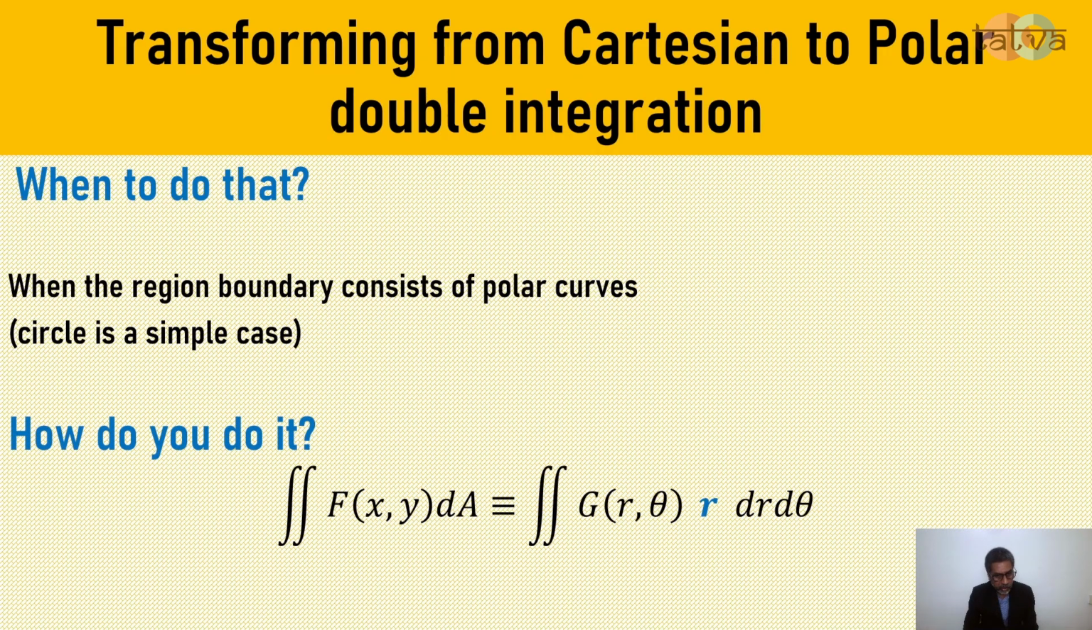And how do you do it? Suppose you are given a Cartesian double integral f of x y dA, and you find that this integration is difficult. Maybe because the region is not so convenient, or the function f of x y is also not that favorable to integrate. So under certain conditions, you convert the Cartesian double integral into a polar double integral. So f of xy will change to g of r theta because r and theta are the polar variables. And you know that dA has gone, and in its place r dr d theta has come. This r, if you remember from the previous slides, is the Jacobian of the transformation when you move from Cartesian to polar. So please remember, this is a very, very useful result.